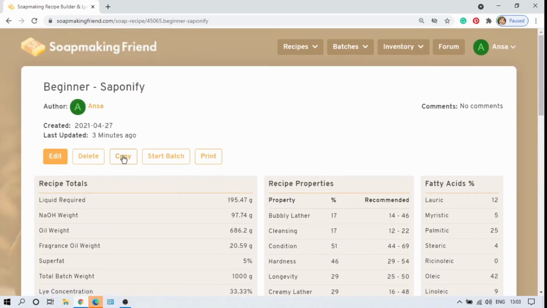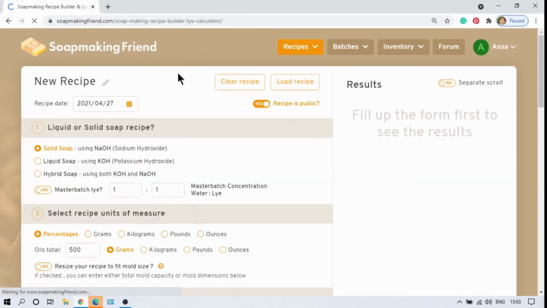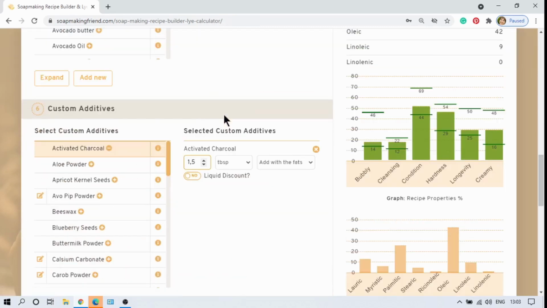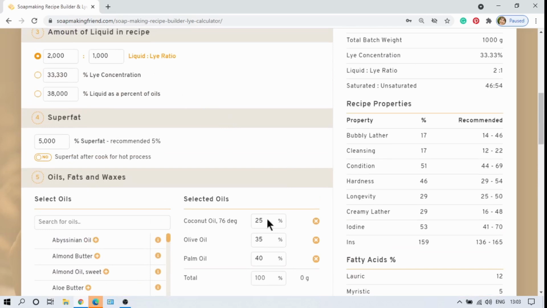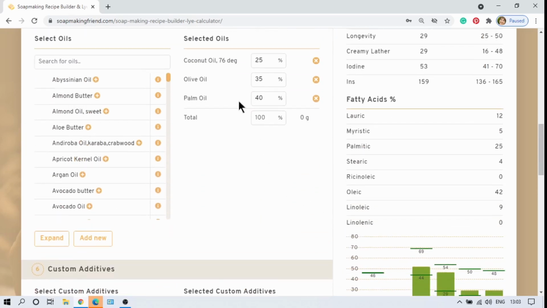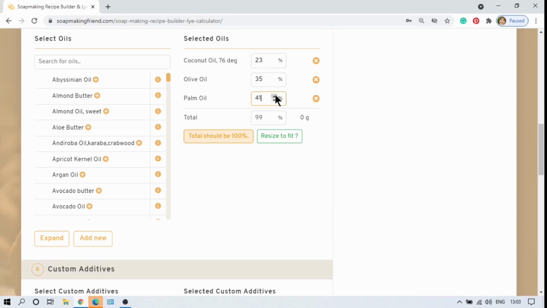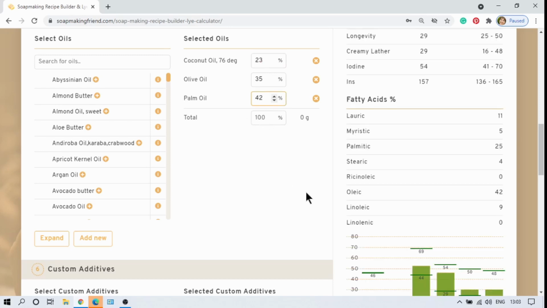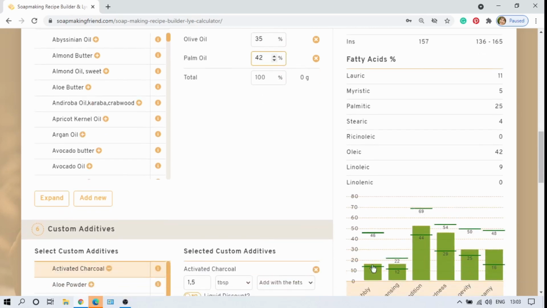For you, you will have to click on the copy. And when you click on the copy, it's going to open it for you. Then it's going to look like the original one again. And then you can change things up and down here. So if you want to make something a little bit more bubbly, you can change the coconut oil here. You can decrease it a little bit, then you need to increase something else to get it back to 100%. So you can choose and change all your properties here.